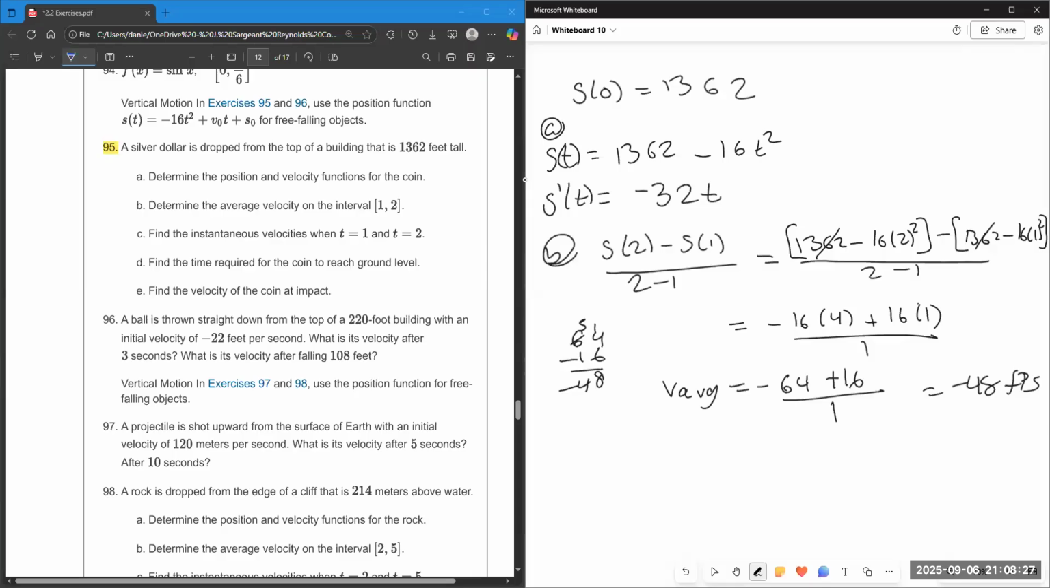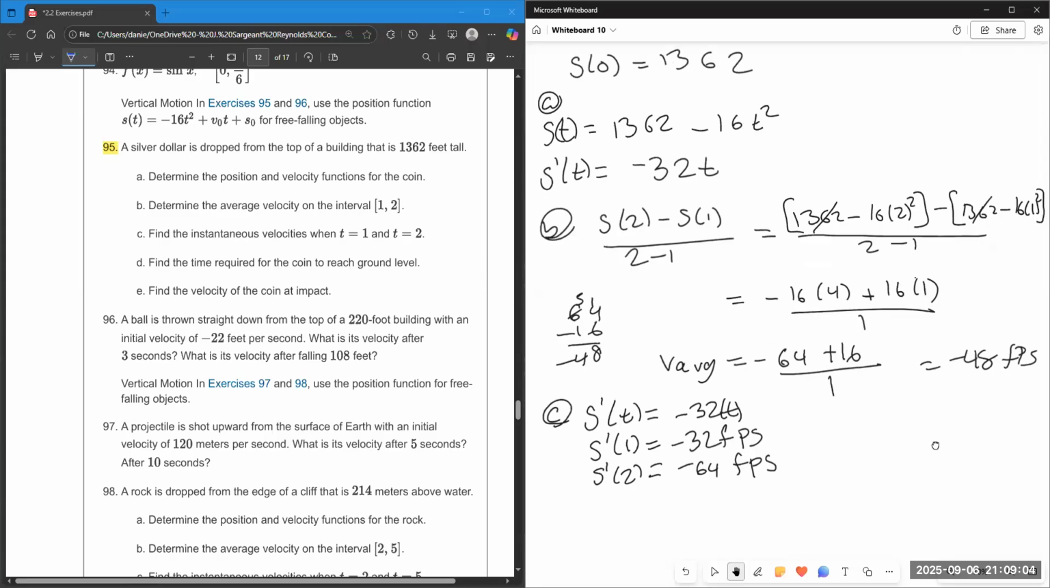And then find the instantaneous velocity when t is 1 and 2. So s prime of t is negative 32t, s prime of 1 is negative 32 feet per second, s prime of 2 is negative 64 feet per second, and negative 48 is between negative 32 and negative 64, which makes sense. Find the required time for the coin to reach the ground.